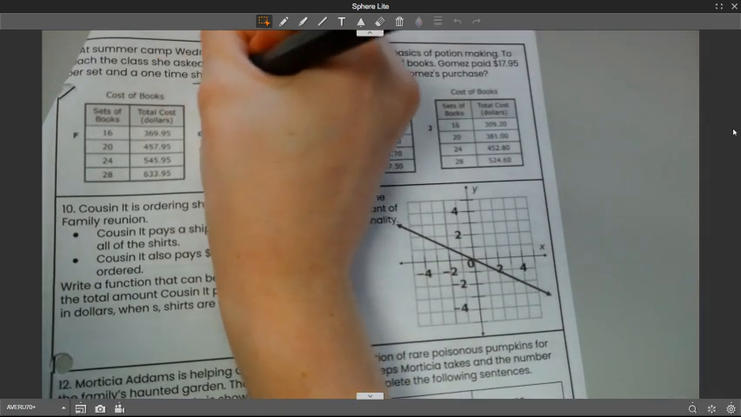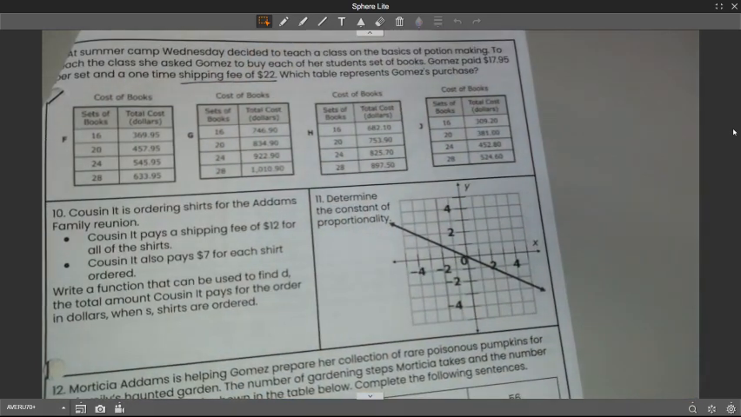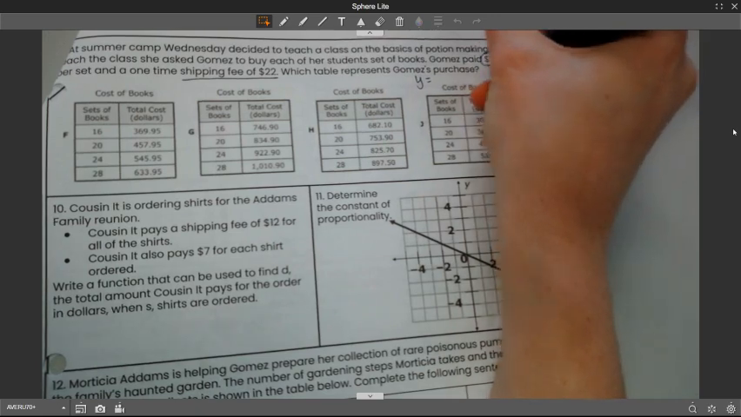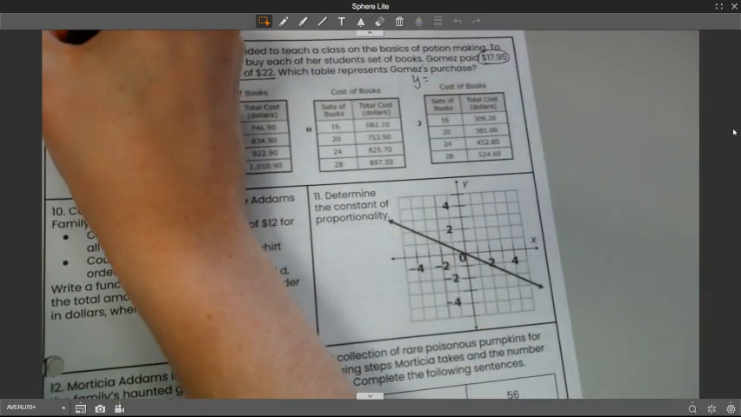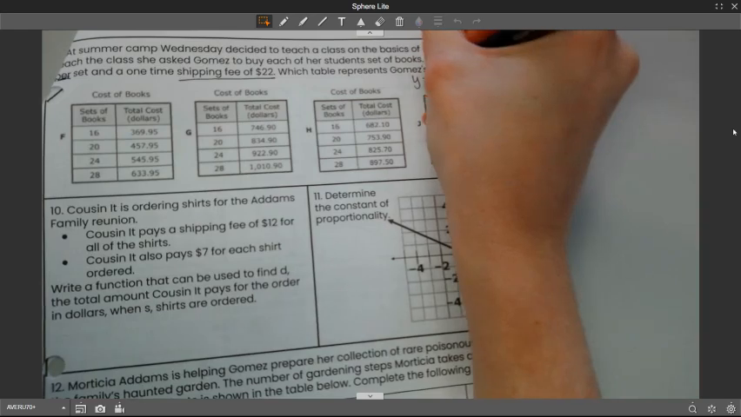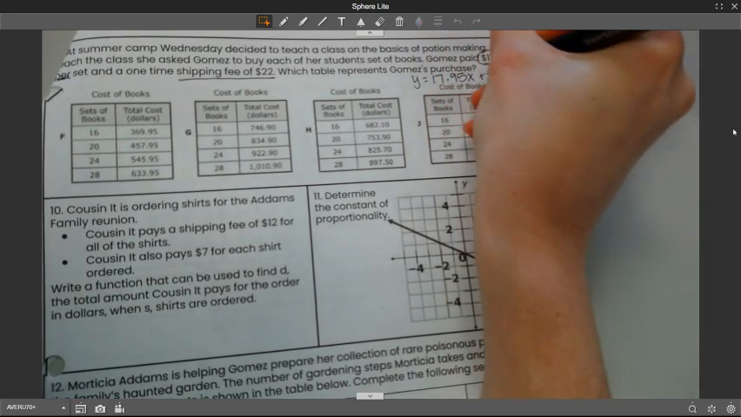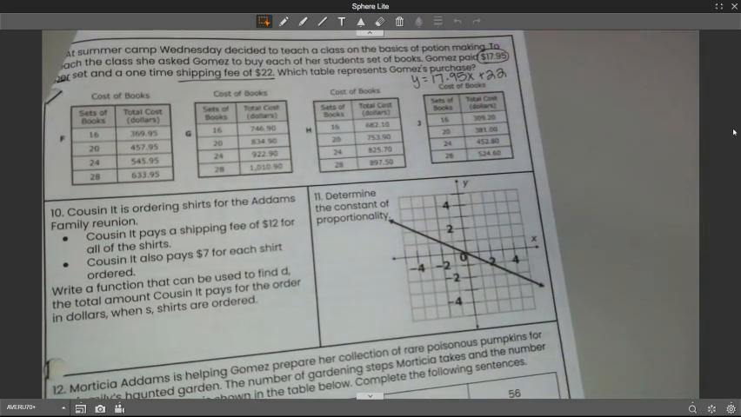So one-time shipping fee, that's a starting point. So that's going to be our y-intercept. So y is equal to our rate of change. This is per. Remember, per is a word that tells you rate of change. So $17.95 x plus 22. So here I just need to make sure that I'm following these.